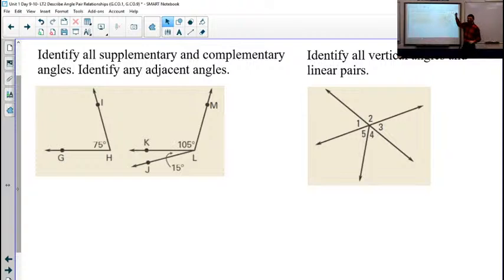There's only one pair of complementary angles over here, only one pair of supplementary angles, only one pair of adjacent angles, angles that are touching. And there's actually only one pair of vertical angles over here. So I want you to take a couple minutes and write out which angles you think are where.